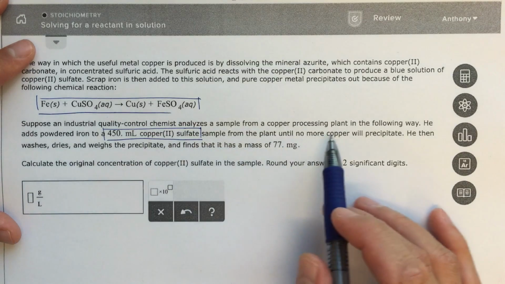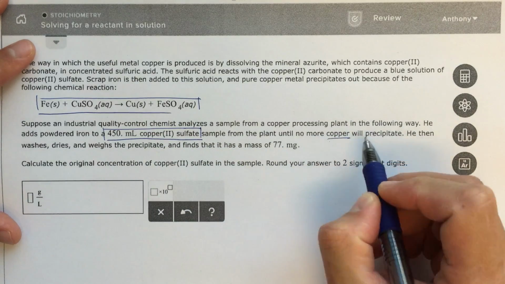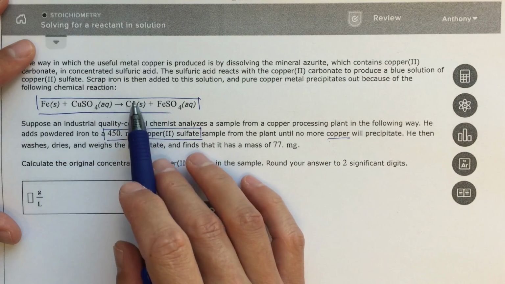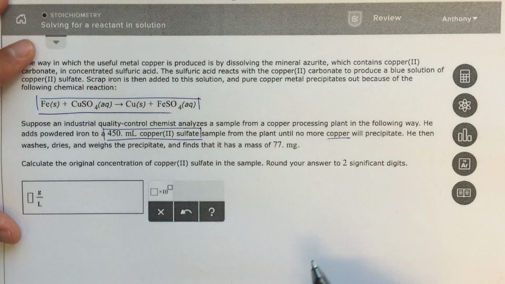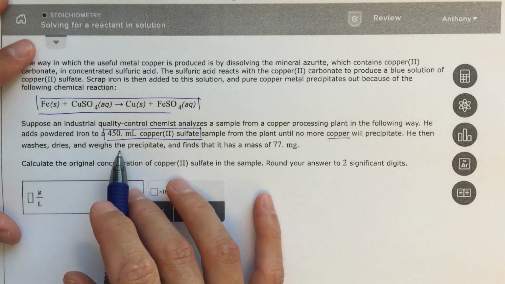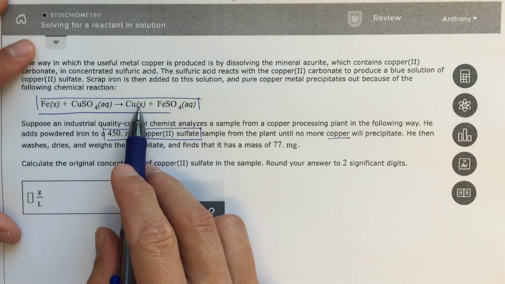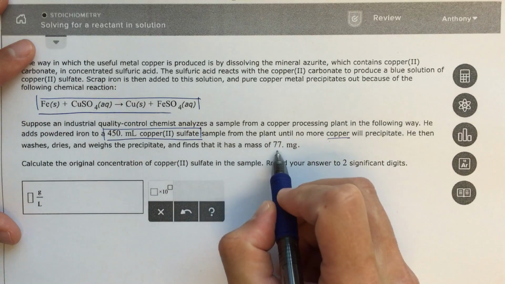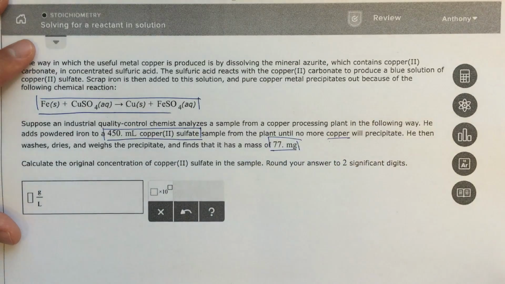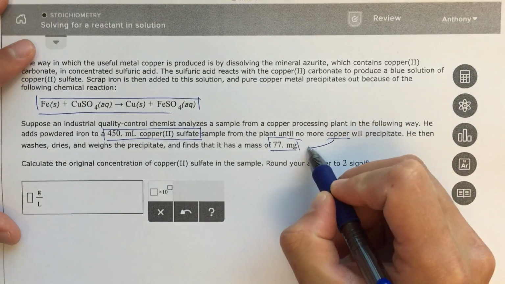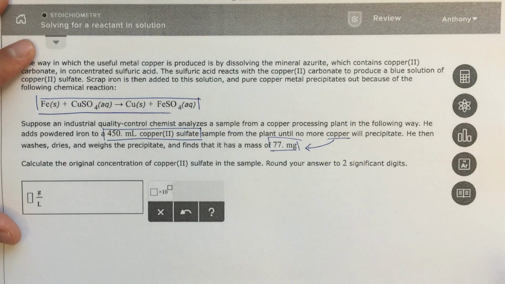So he adds this stuff, and then no more copper will precipitate. So we're looking at this pure copper here. That's what's interesting about this reaction. He then washes, dries, and weighs the precipitate. The precipitate is that copper solid, right? That solid there is the precipitate, and he finds that it has a mass of 77 milligrams. So this copper is what weighs 77 milligrams.